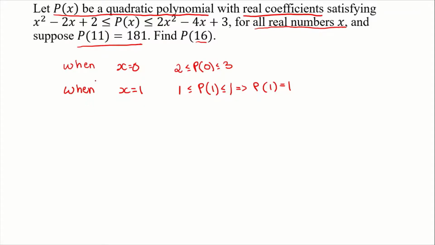And finally, let's plug in 2. So when x equals 2, we've got 4 minus 4, that's 0, so this is 2, is less than or equal to 8 minus 8 is 0, 3. So we've got 2 is less than or equal to p of 2 is less than or equal to 3. Alright, so what can we see here?